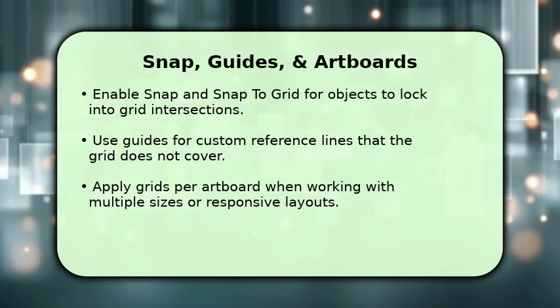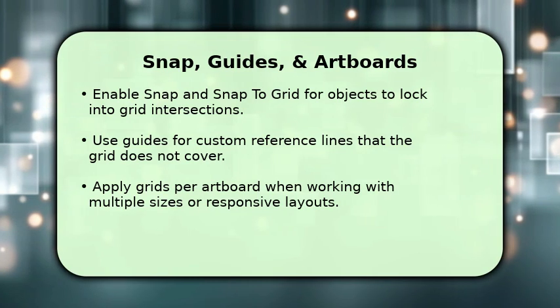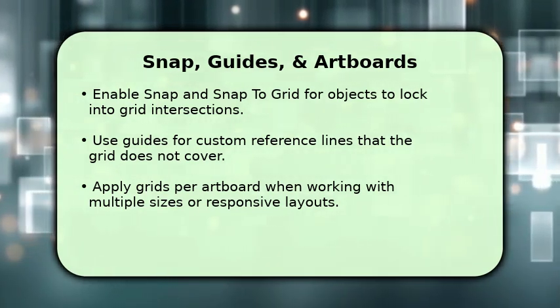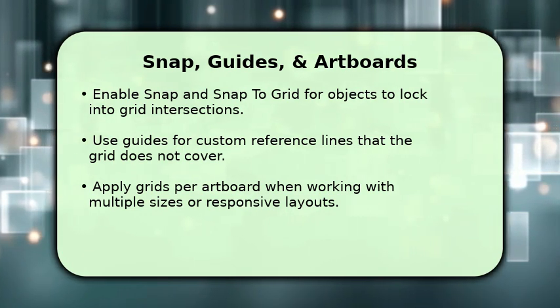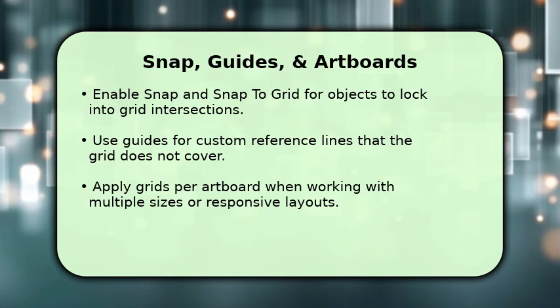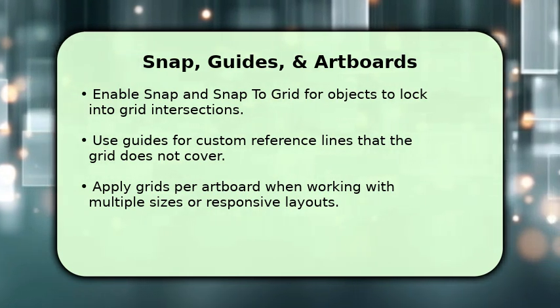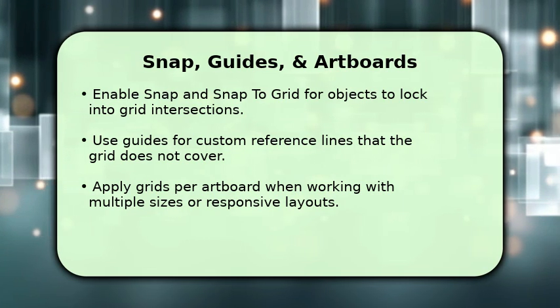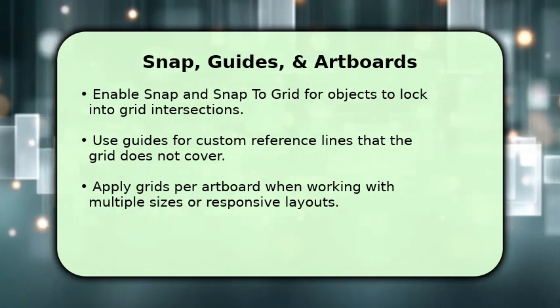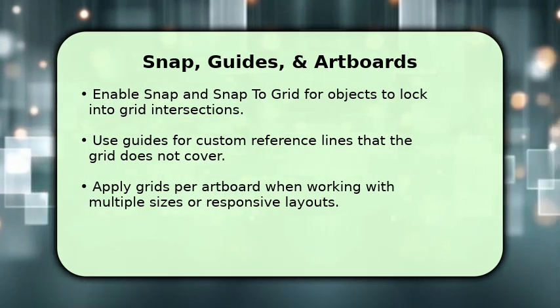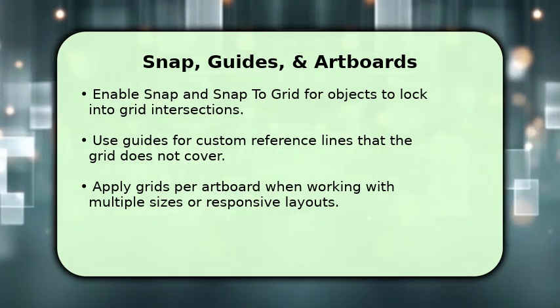Turn on Snap and Snap to Grid to make layers and shapes jump to nearest grid lines automatically for faster alignment. Combine grids with custom guides when you need asymmetrical columns or bleed areas that the grid cannot represent. For multi-artboard documents, set grids per artboard so each canvas has its own spacing and units. This approach keeps responsive designs organized and ensures consistent margins, gutters, and safe areas across variants.